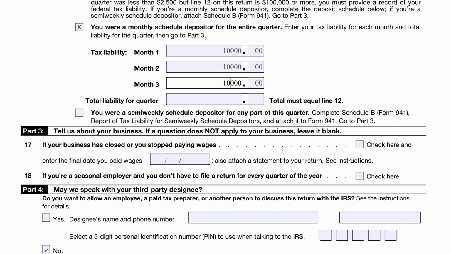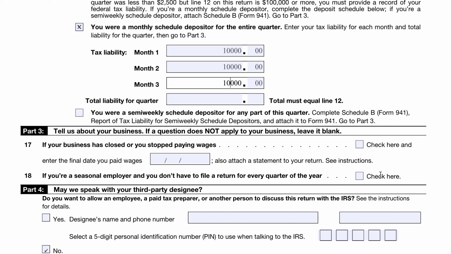If you're a seasonal employer and you don't have to file a return for every quarter, then you would check this box in line 18. So you don't have to file a return for every quarter. The IRS instructions explicitly state that they will not follow up with you if you check this box each time that you file it. But the IRS does expect that you should file at least one Form 941 throughout the year.